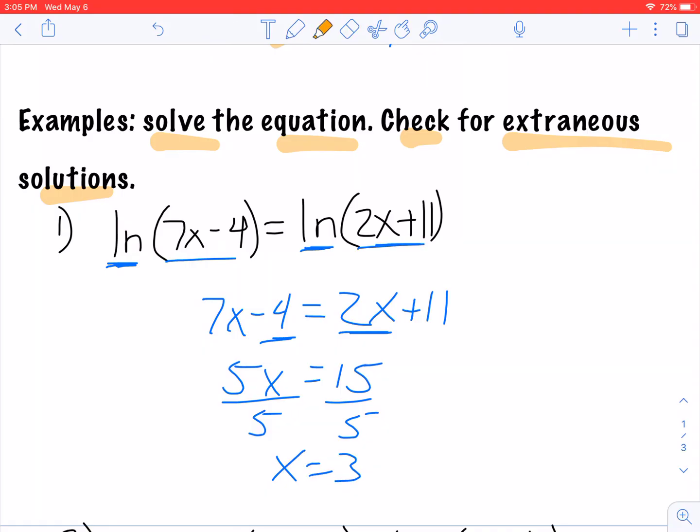Now, I am going to want to check, and I'm going to take this value and substitute in for x to make sure that the portion inside the parentheses is positive. So 7 times 3 is 21 minus 4 gives us 18, so we're good there. And we see that 2 times 3 is going to be positive, plus a positive will be positive, so we're good there. So therefore, x equals 3 is a solution to our statement.